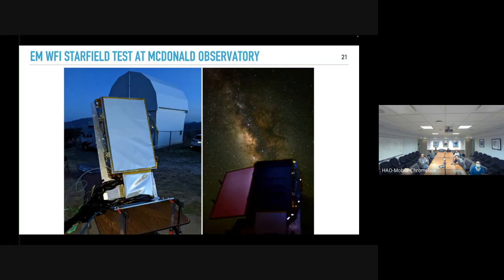We applied that to WFI images. So we took WFI out. This is the engineering model, the one I showed you pictures of, integrated on the spacecraft. Instead of integrating on the spacecraft, we integrated it on a pickup truck and carried it to McDonald Observatory down in South Texas. Took some starfield images with it. That was a lot of fun.